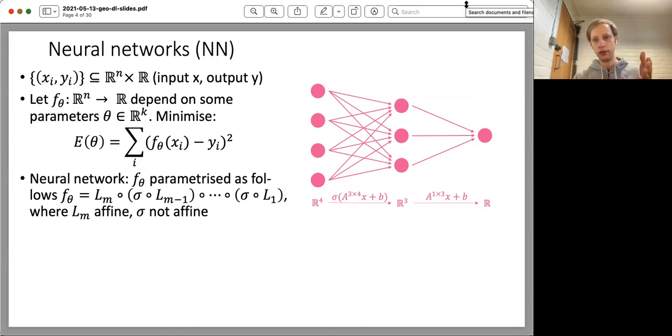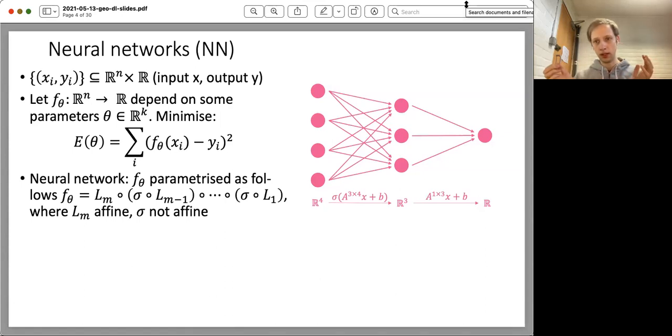The point of having these non-linear maps sigma is, well, if you didn't have them, you would just have a composition of a bunch of affine maps. So in the end, that would again give you an affine map. So you would just have found a really complicated way to parameterize an affine map. That's not very useful. But it turns out, if you always take an affine map and then this non-affine sigma and so on, then you can actually approximate really complicated relationships between x and y.